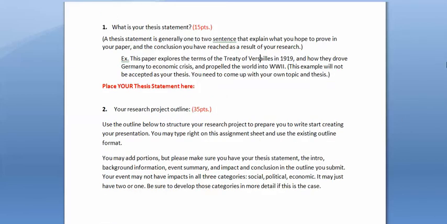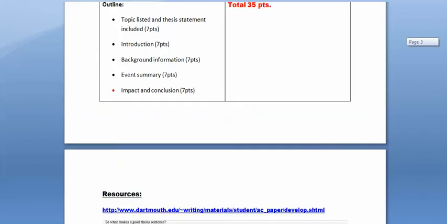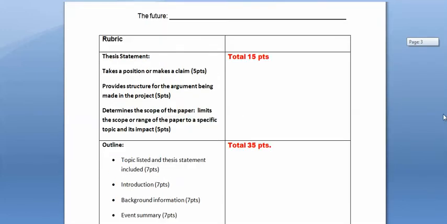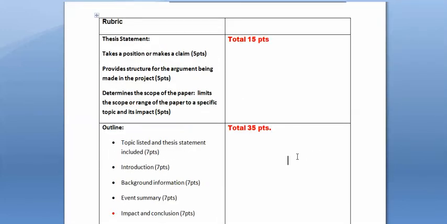Okay, I do have a rubric outlining specifically the point values and what is expected of you on the bottom of page 3 here, so that you can see that each portion of your thesis that addresses those 3 areas that we just talked about is 5 points each. Make sure it takes a position, provides structure, and determines the scope or limit of the paper.